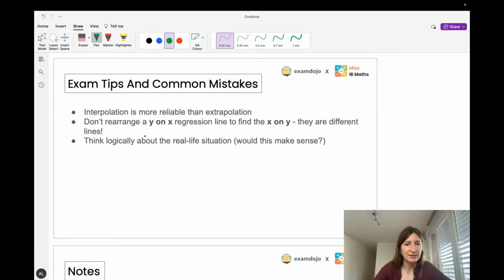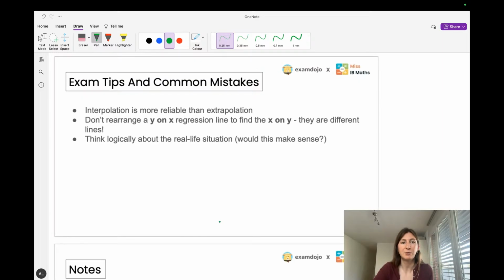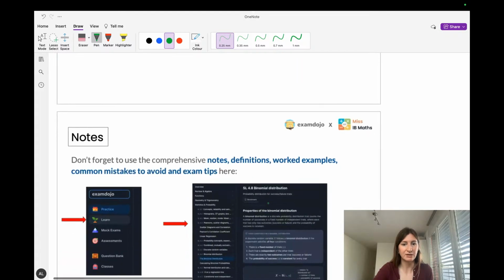Common mistakes and exam tips. Remember, interpolation is more reliable than extrapolation. So look, are you finding a value that's inside the data? That's okay. If it's way outside the data, probably not a good idea. Remember not to rearrange y on x or x on y. You need to find them separately. They're two different lines. And then it always helps in these to think logically about the real life situation. Like, would this make sense? Think about what you're saying when you're saying it, especially in the reasoning.